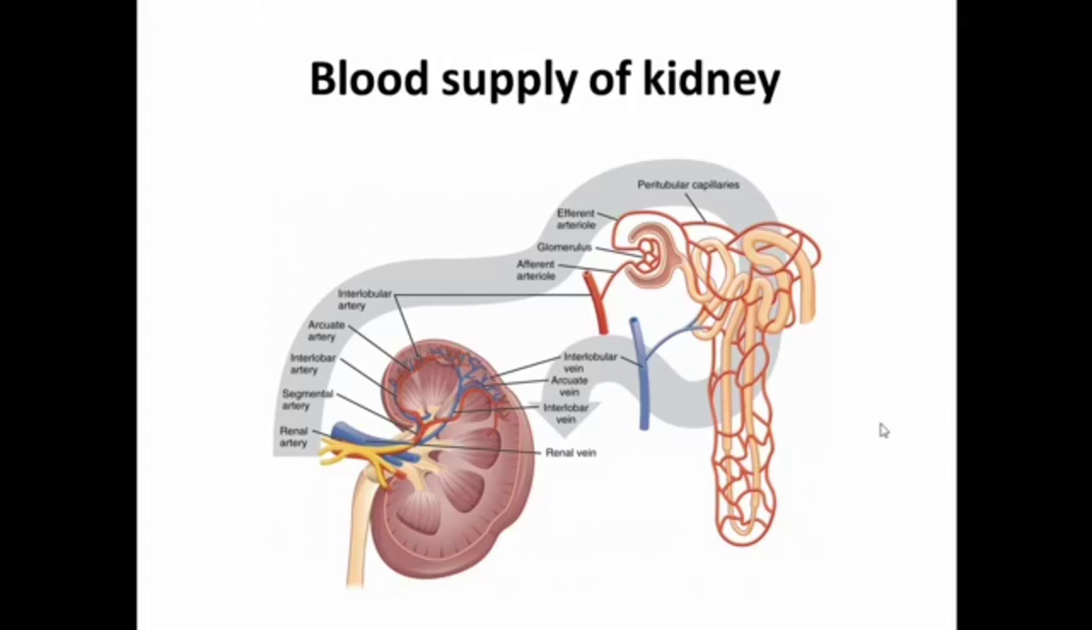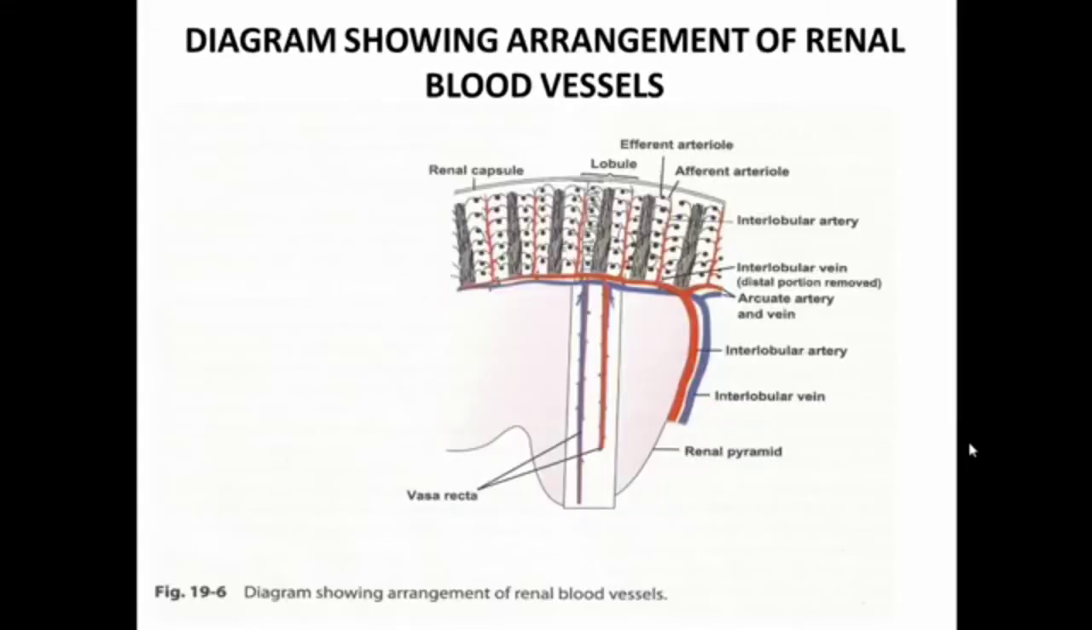Now, another thing I have to explain. See here, the afferent arterioles enter into the renal corpuscle, from where the efferent arteriole arises and goes to form the peritubular capillaries, and then I have already told you that these form the satellite veins, then interlobular veins, and the arcuate veins, and then they can reach as a segmental vein, and ultimately the renal vein.